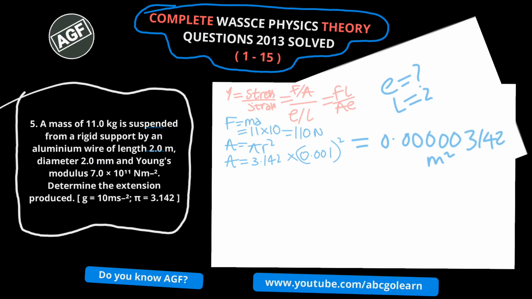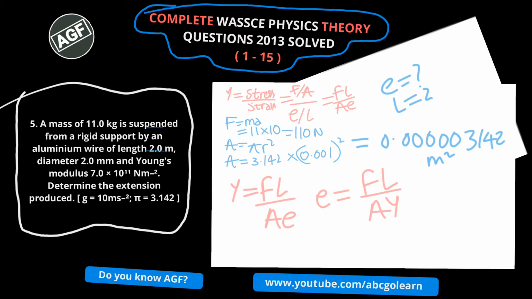Now we have to make the extension the subject of the formula instead of Y. Let's write it first: Y equals F L over A E. So make E the subject of the formula. That would give you E to be FL over AY, where Y is the Young modulus.